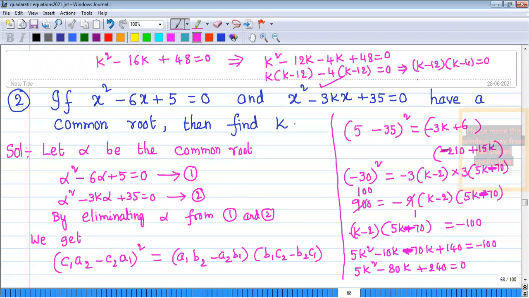So k minus 12 is equal to 0, k is equal to 12. k minus 4 is equal to 0, k is equal to 4. So k is equal to 4 or 12. This is the answer.